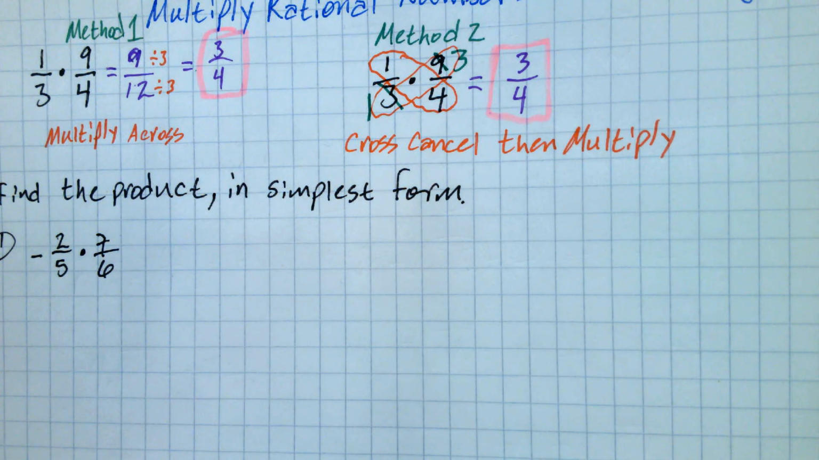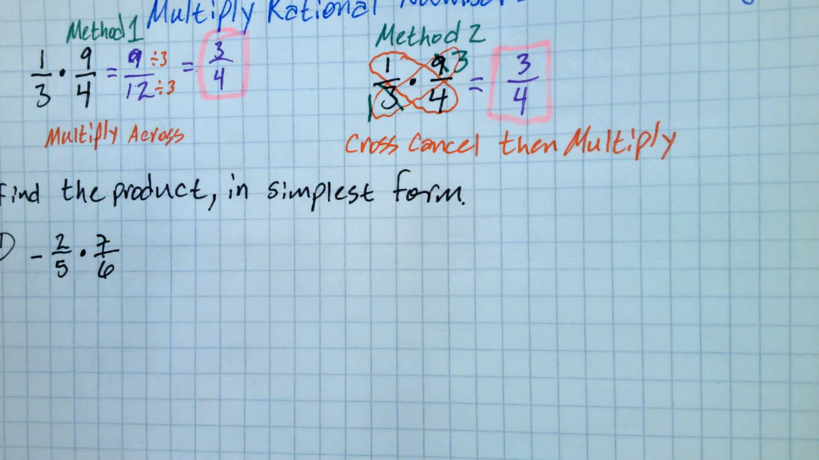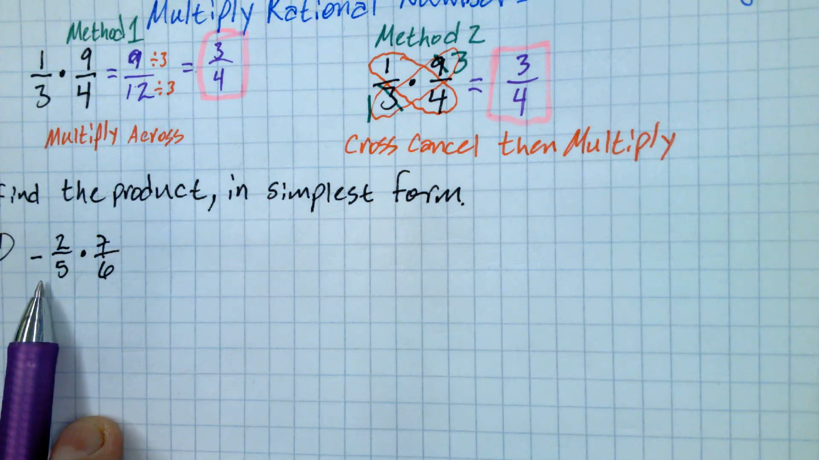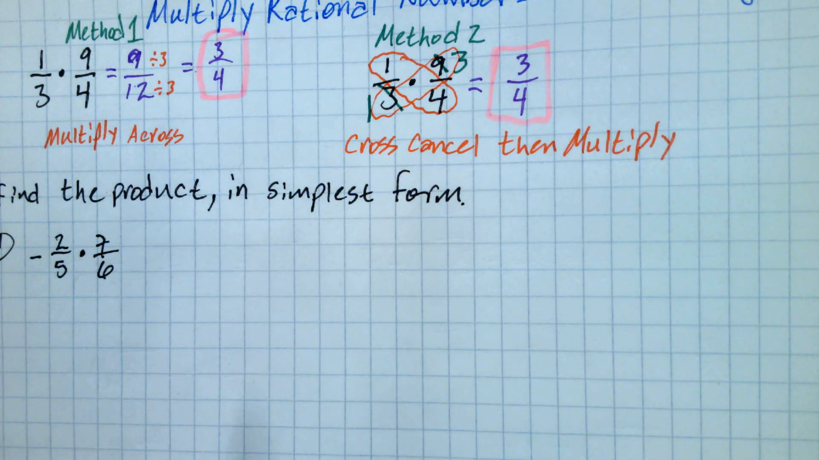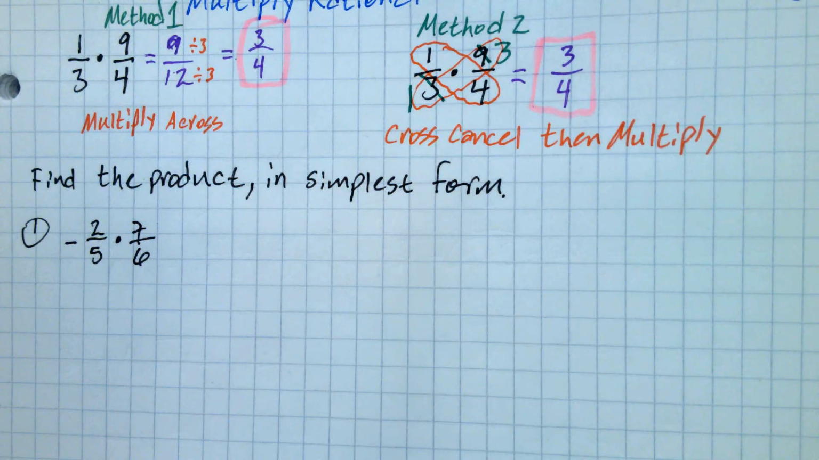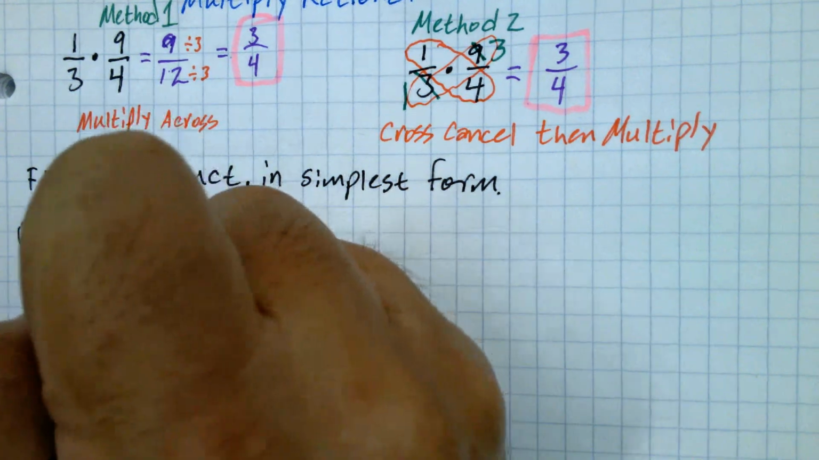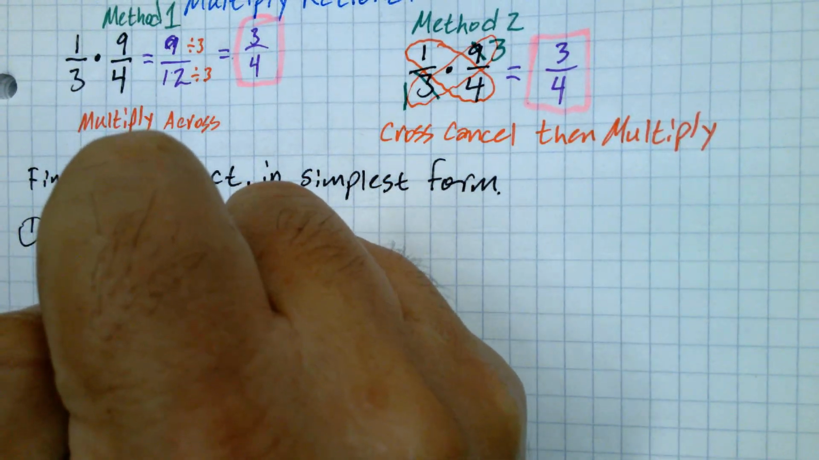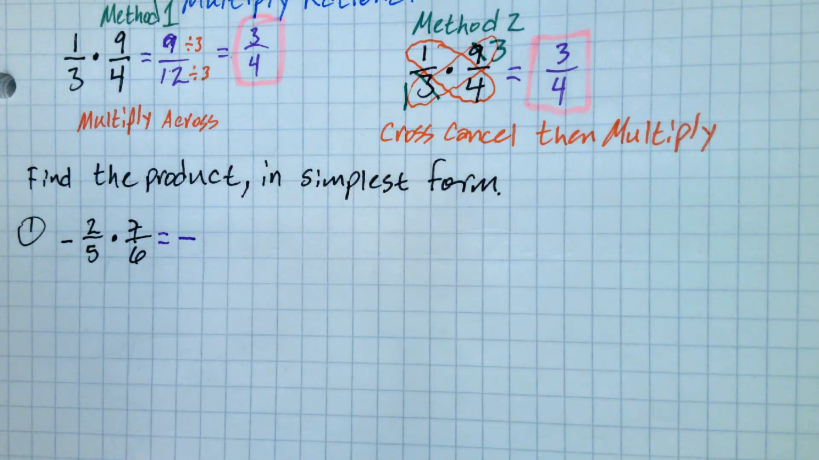So it's important to see here what kind of result are we going to get? A positive result or a negative result? Negative. So that's all you got to worry about. When you see the numbers you're multiplying, decide, okay, is that going to be a positive answer or a negative answer? And you'll know right away. I know it's going to be negative.